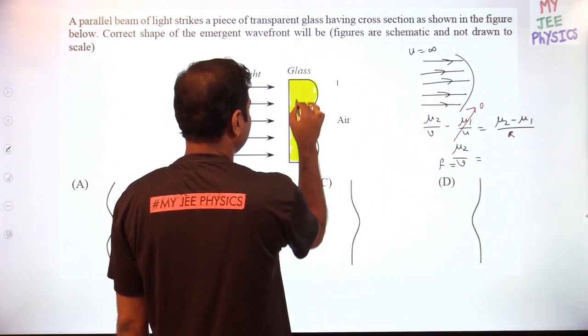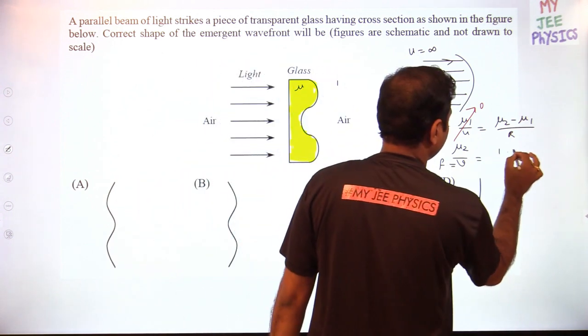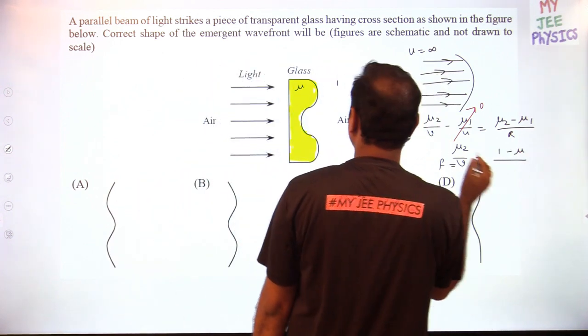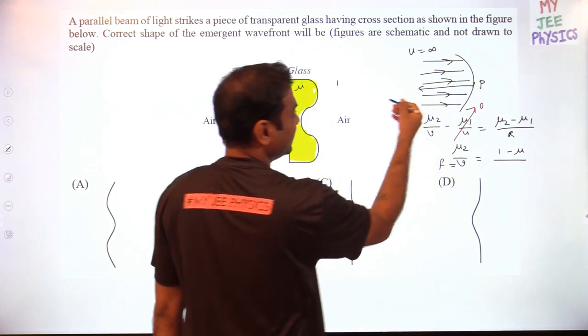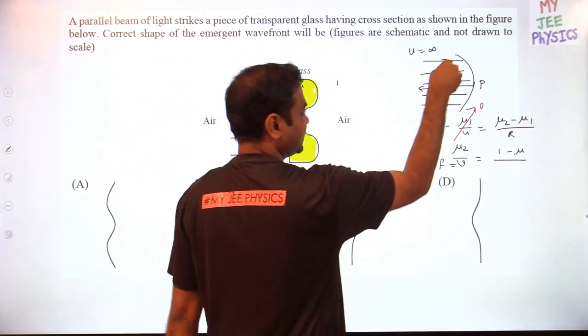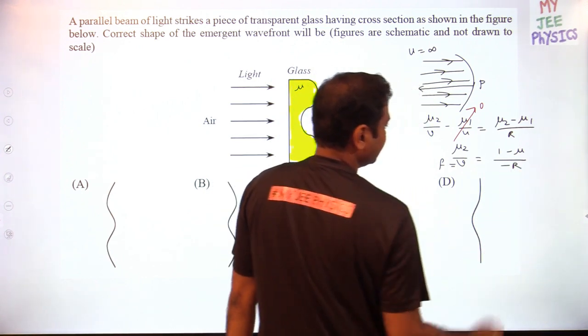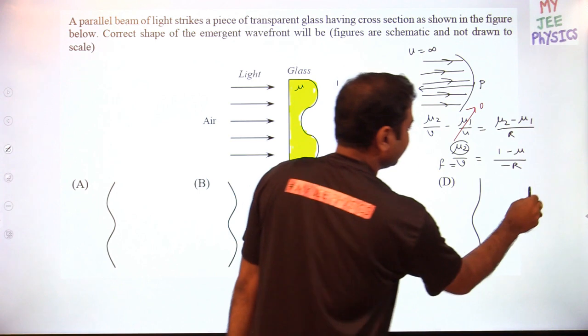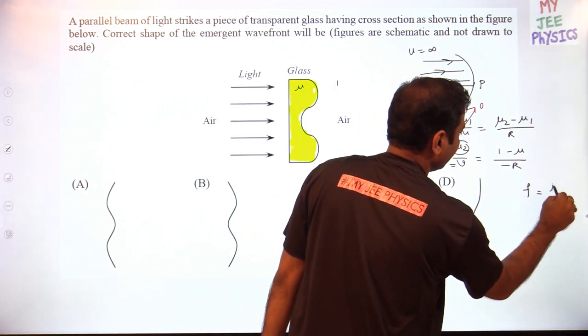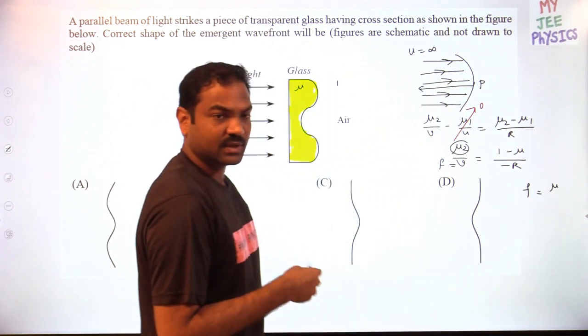Glass refractive index is some mu. So then 1 minus mu by r, and r will be negative, since the pole is opposite to the r calculation, curvature. So minus r. That value will become, mu2 value is positive only, 1 only. So finally you will get the focal length.